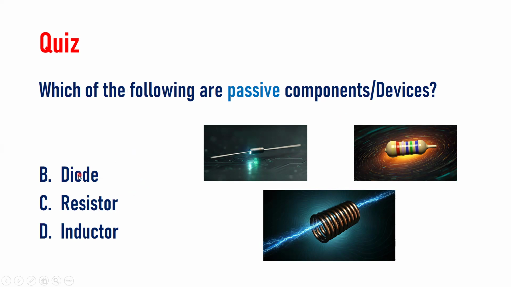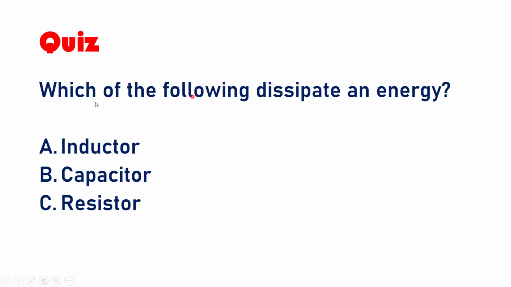Sometimes a special diode, such as a varactor or some other diode, if it has the ability to introduce energy into the circuit or modulate the gain of the circuit, can come into the category of active component. But universally, diode, resistor, inductor, and capacitor are all termed passive devices. Let us move to our next quiz.